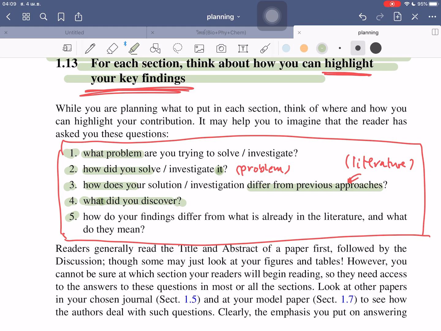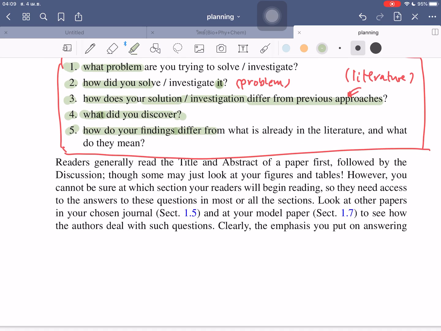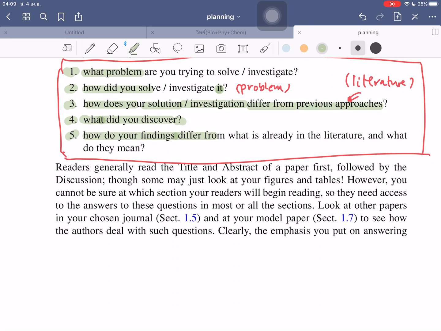And what do they mean? Your findings differ from... This is about your solution or investigation, how it differs. This is about the findings. So this is about how you conduct a research. Okay, so let's move on.